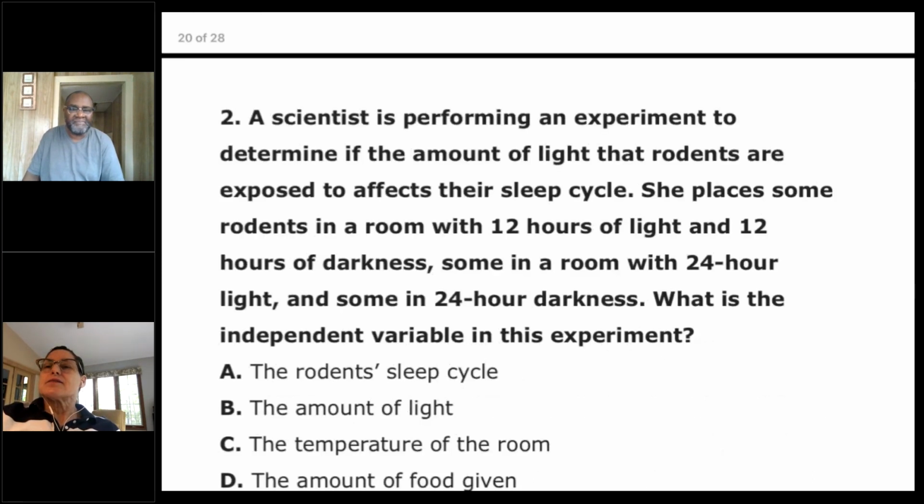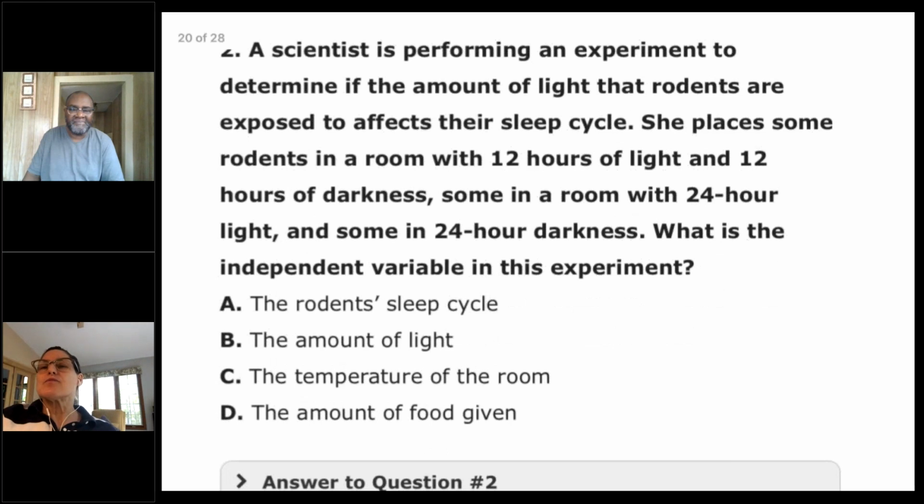A scientist is performing an experiment to determine if the amount of light that rodents are exposed to affects their sleep cycle. She places some rodents in a room with 12 hours of light and 12 hours of darkness, some in a room with 24-hour light and some in 24-hour darkness. What is the independent variable in this experiment?